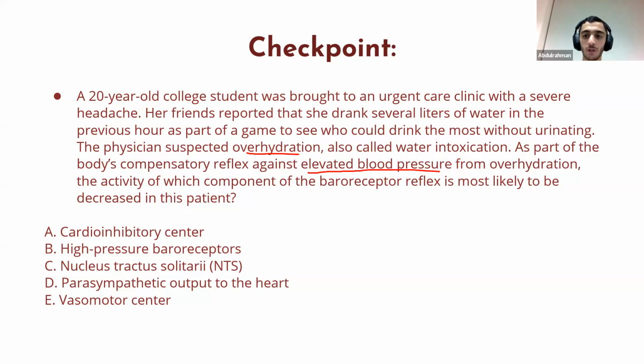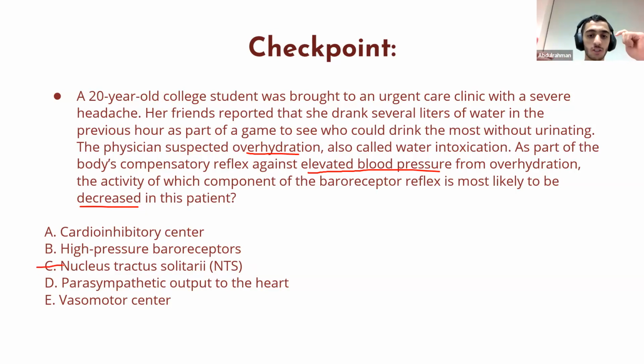Okay, so let me explain to you. We said that the patient has high blood pressure, okay? So with high blood pressure, is there going to be more or less firing of the baroreceptors? More firing. So more blood pressure, more firing. If there is more firing of the baroreceptor, it will go to the nucleus tractus solitarius. So are we activating it or deactivating it? Activated. So we cross it out.